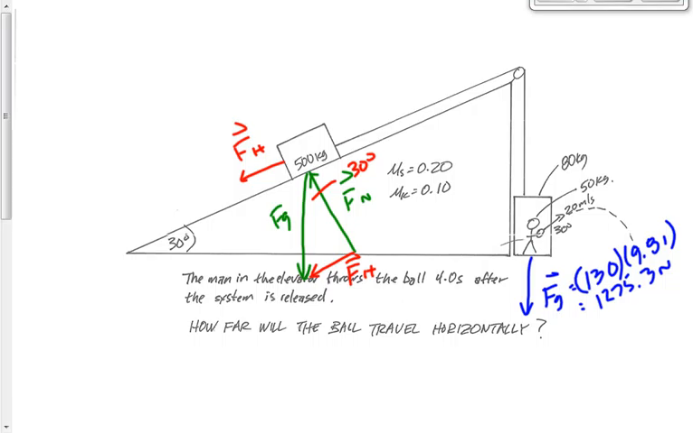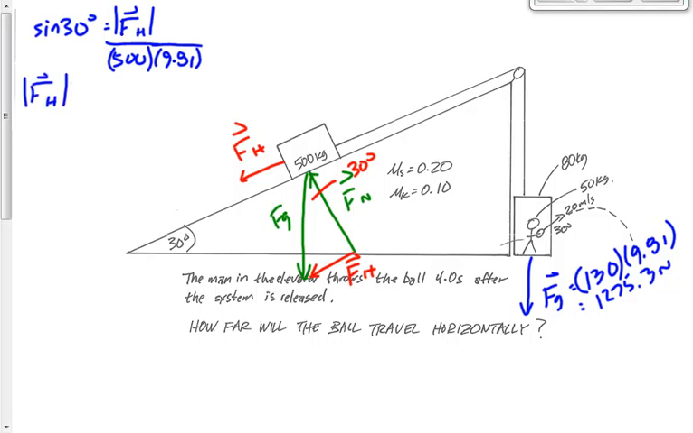Let's get the value of FH and FN, exactly as we have in a number of the questions we've done already. Let's say sine 30 degrees is equal to opposite, that's FH, over the hypotenuse, which is 500 times 9.81. That gives us a value of FH, if we do the math there, of 2452.5 newtons.